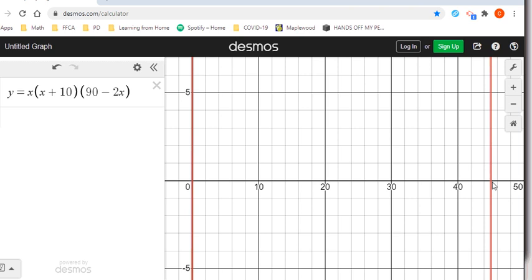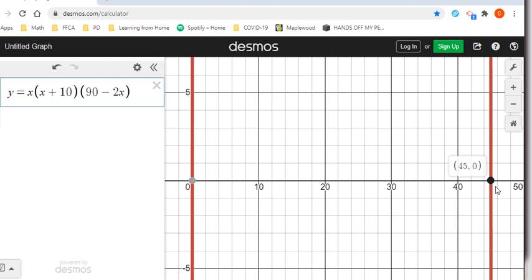Again, from what I know about polynomial functions, if I was to expand it, then I'd have x times negative 2x. My leading coefficient would be negative. It's a degree 3 polynomial. I saw one x-intercept at negative 10, another one here at 0, and another one here at 45-ish. Is it exactly 45? Yeah, looks like it. And so I have my three x-intercepts. My leading coefficient is negative, so this right end is going down.